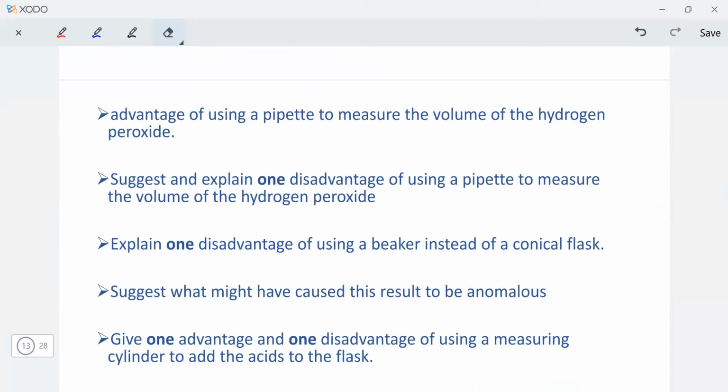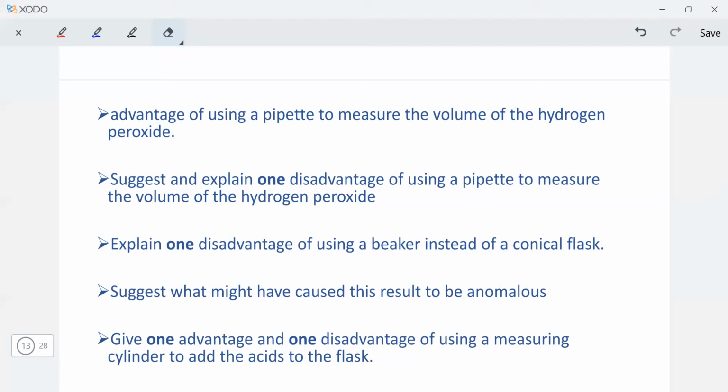So just to explain, what is the disadvantage of using a pipette to measure the volume of hydrogen peroxide? If this question is out of 2 marks, you have to say that the solution is slow to run out of the pipette, so the reaction does not start at once. And now you got your 2 marks.